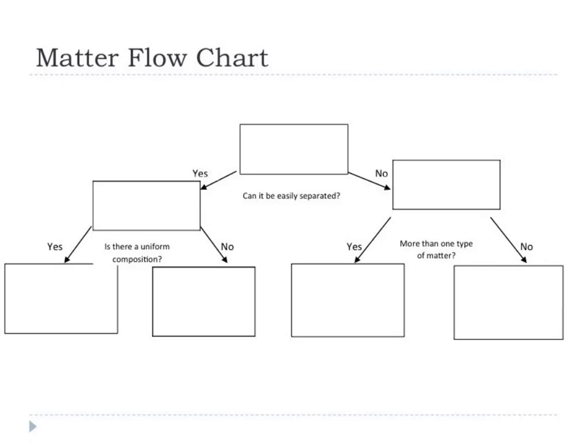So let's put this into a flow chart. What is going to be at the very top of my flow chart? Matter. All matter can be put into these two categories. All right? You're going to look at your matter and say the following. Can it easily be separated? If it can be easily separated, then what are we going to classify it as? Mixture.